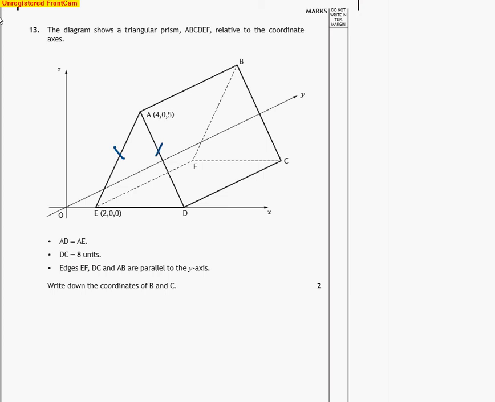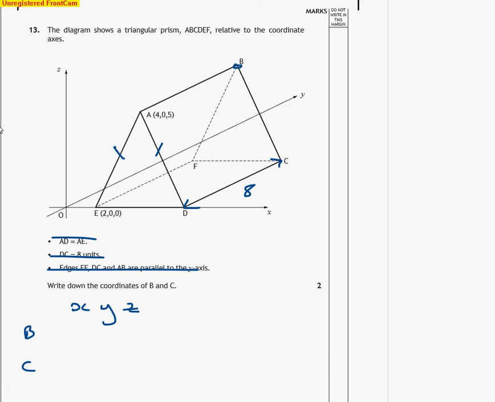Right? DC is equal to 8. So this length is equal to 8. And the edges are parallel. Okay, cool. So that's me ticked off all of that information. So this is it. Write down the coordinates of B and C. So where's B? B is over here. So what we need to do is work out an x coordinate, a y coordinate, a z coordinate. In fact, I'm just going to put that below here. Okay, so B and C.